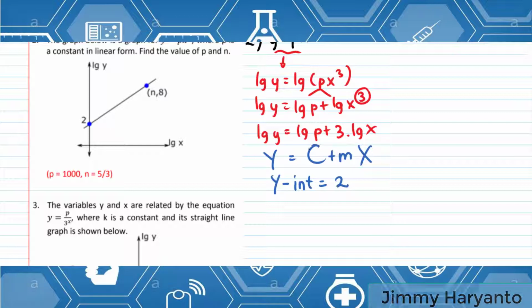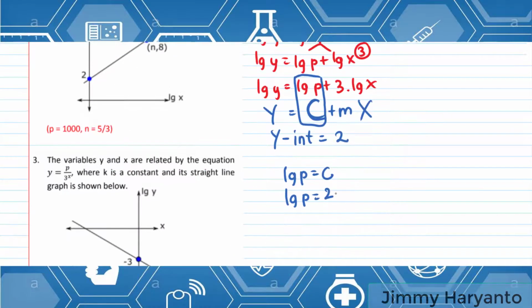Okay, y-intercept is c, guys. So I can tell that LGP equals c, and LGP equals 2 because the c is 2. Yeah, y-intercept is 2. And then move the LG to the right side, so I will get P equals 10 to the power of 2. P equals 100. The answer key is wrong, guys, not 1000 but it's 100, yeah.